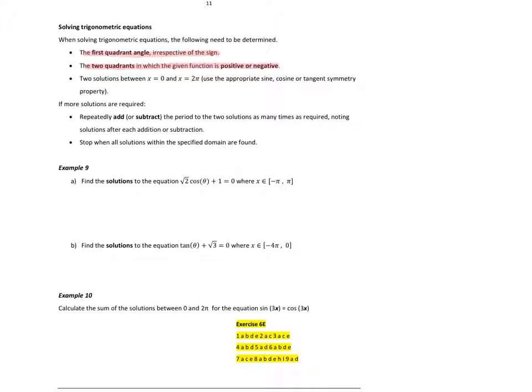Then we get those two solutions between 0 and 2 pi using our symmetry properties, and then we add and subtract. Okay, you can either do it adding and subtracting the period or adding and subtracting 2 pi to work out all your answers. All right, so let's have a look at a couple and see how we go, remembering from last year. So first step is to rearrange our equation.